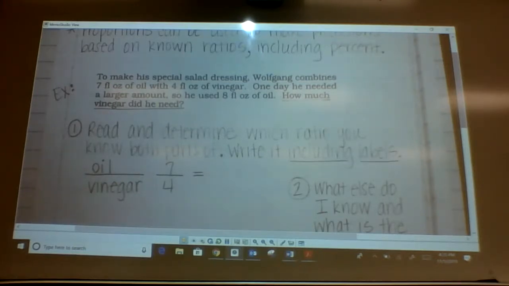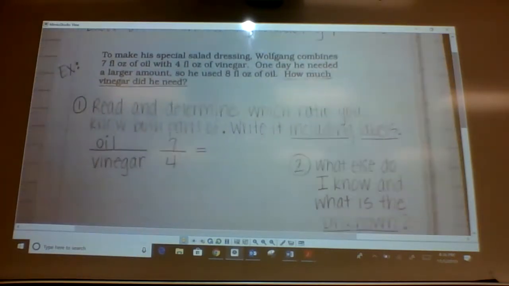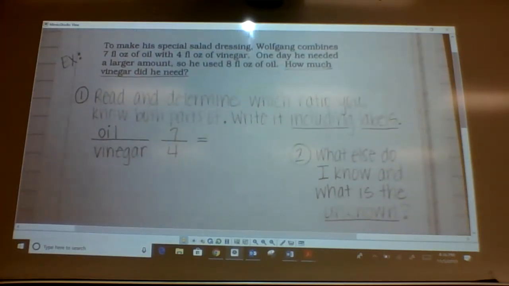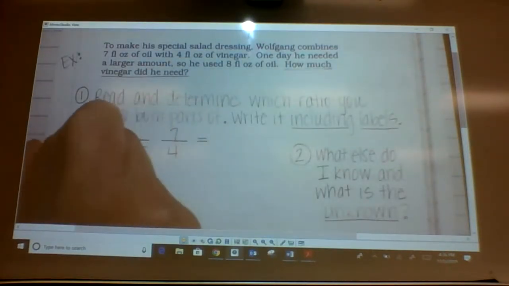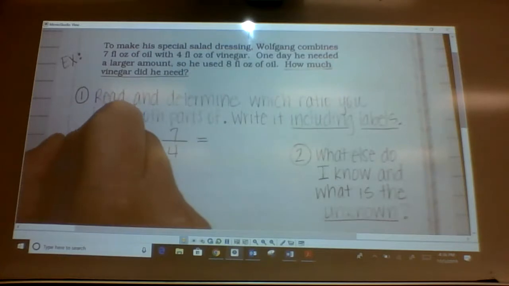And so we're going to need to set up a proportion to figure out how much he'll need if he increases the recipe. So step 1 is to read and determine which ratio you know both parts of. You're going to write it and you are going to include labels or word ratios. Anytime you have a word problem and words are involved with proportions, you need to have your word ratio. And this is the word ratio.